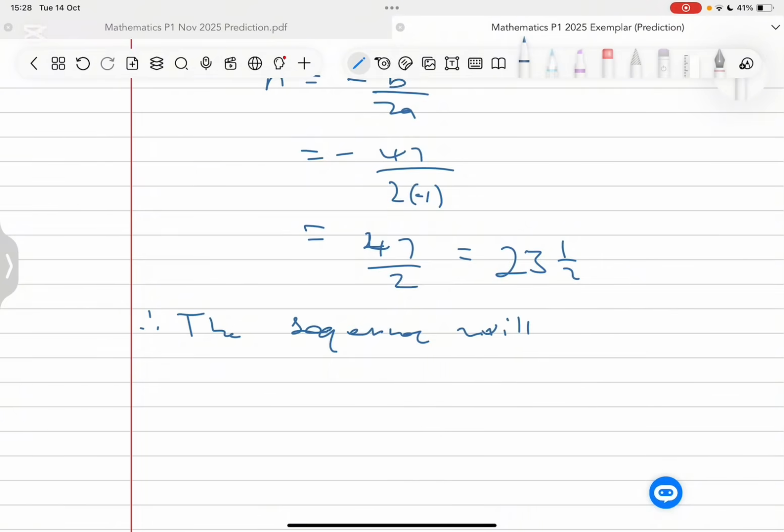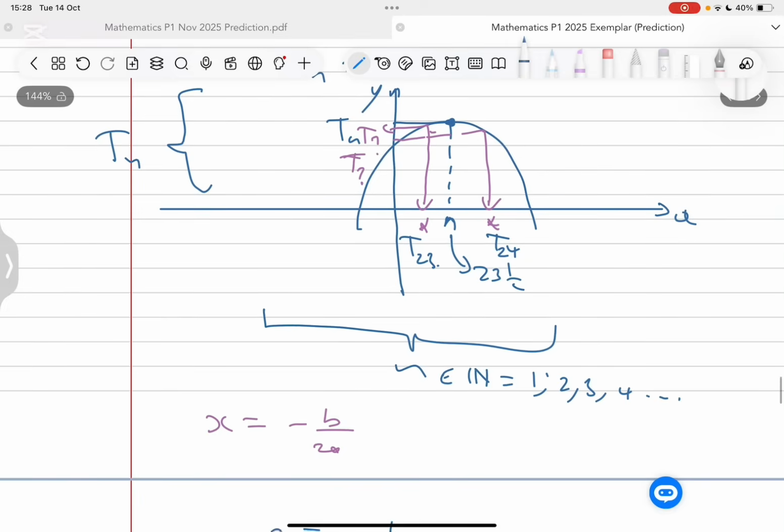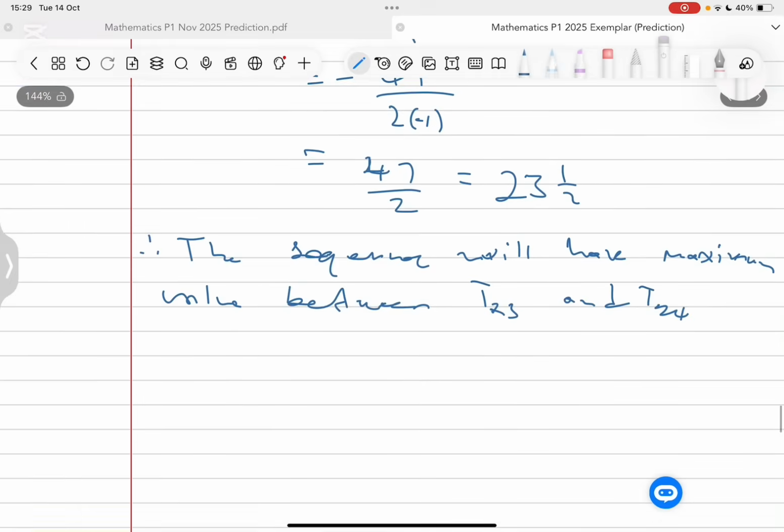So my answer to this question would be that, therefore, the sequence will have its maximum value between term 23 and term 24. That's your answer. Between term 23 and 24, you will get your maximum value. In between these two terms, you will get your maximum value. It is as simple as that.